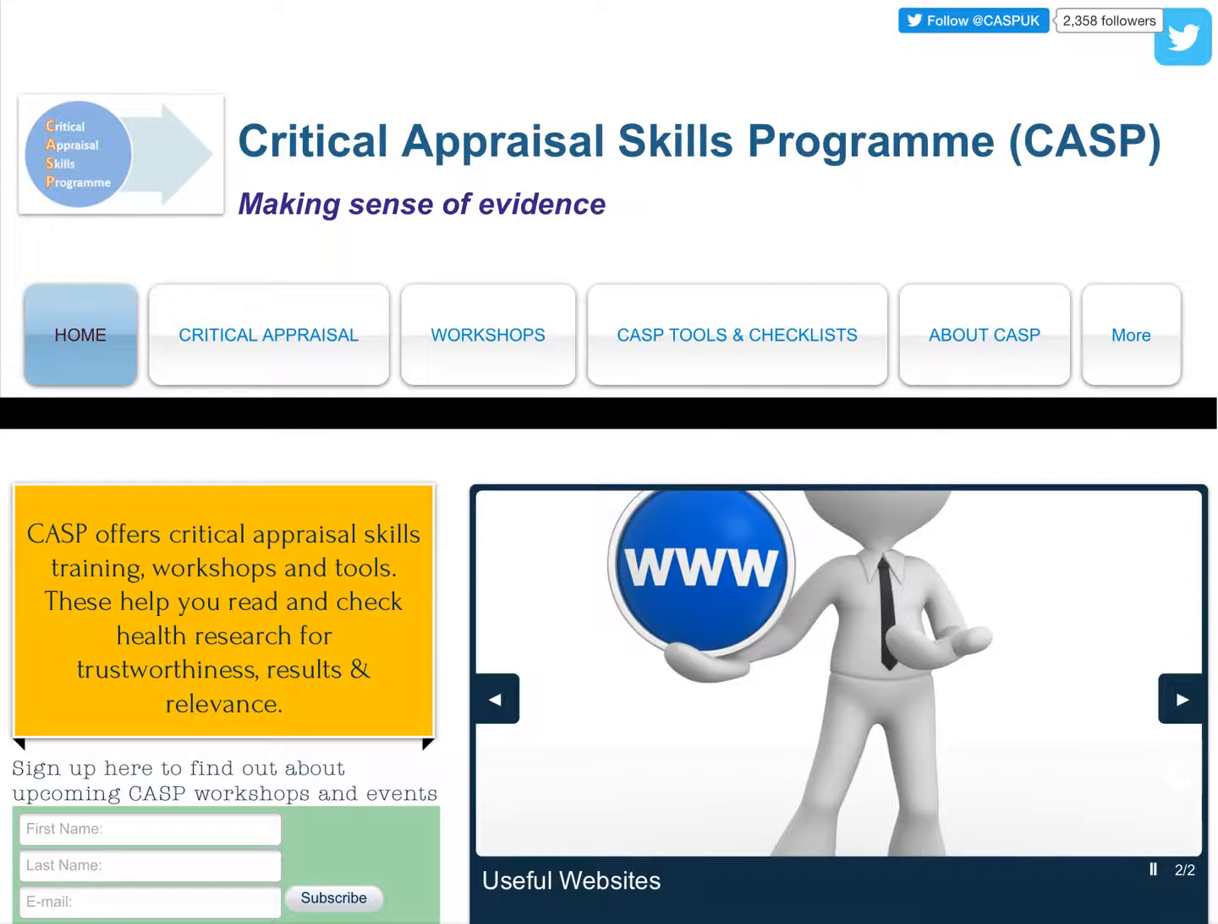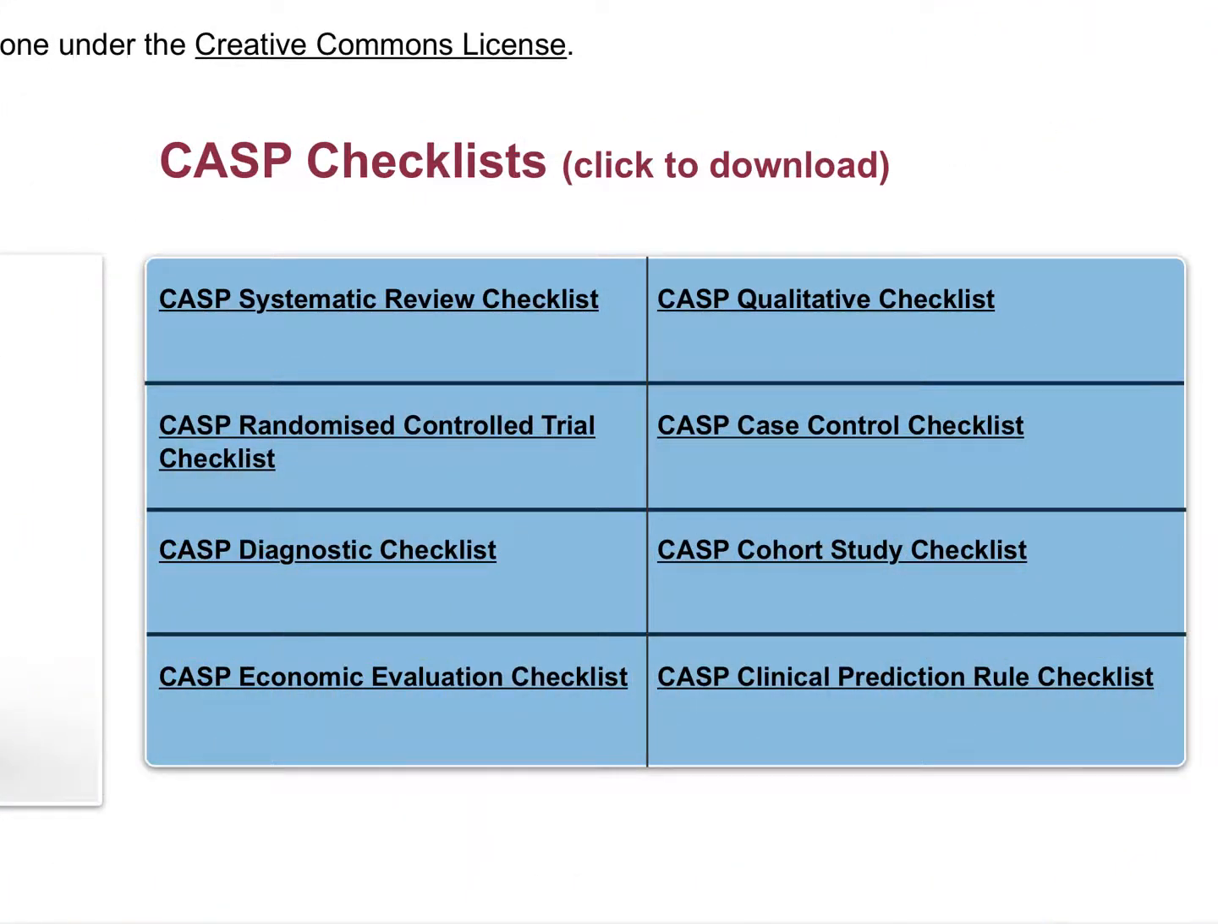and CASP is the Critical Appraisal Skills Programme, and they offer a wide range of critical appraisal tools for different kinds of studies, and you can download these and you can use them. They offer tools for randomized controlled trials, for cohort studies, qualitative studies, and for reviews. So here's the complete list, and they're easily available and free to use.